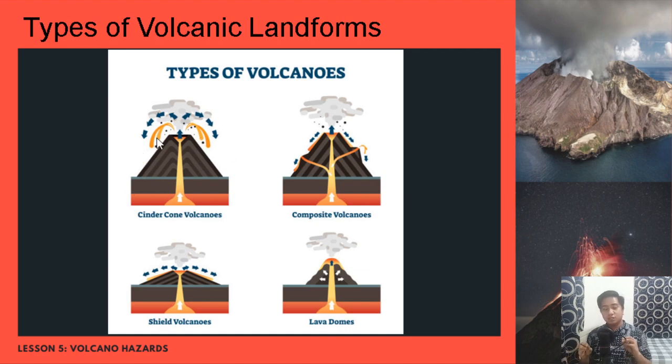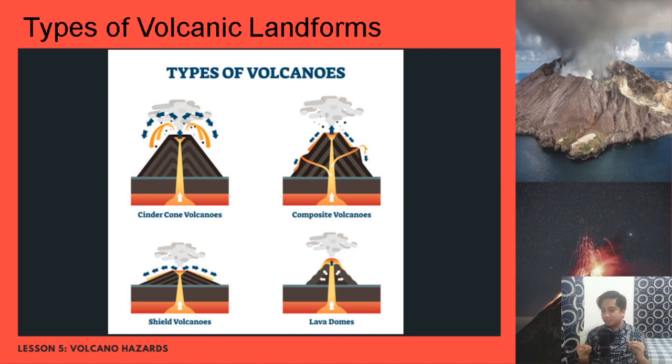So these are your circular or oval cones built from the erupting lava that breaks into small pieces as it shoots into the air. So as you can see, it has a perfect triangular shape with a circular or an oval shape crater. Okay. Next we have your composite volcanoes or your stratovolcano.